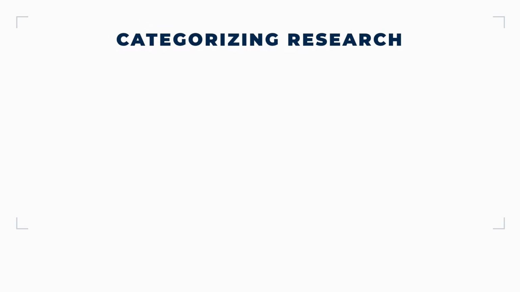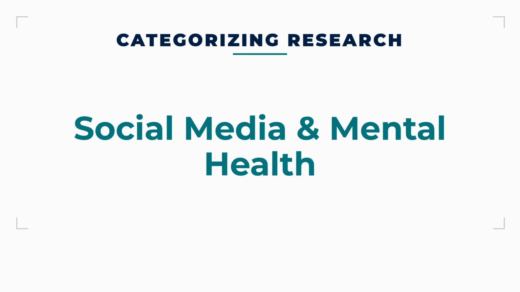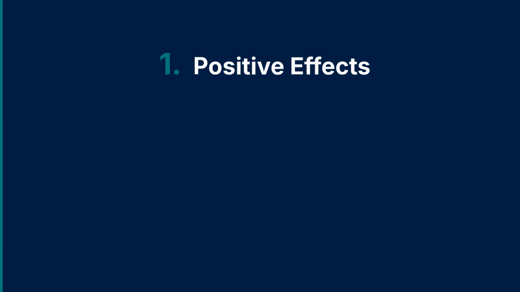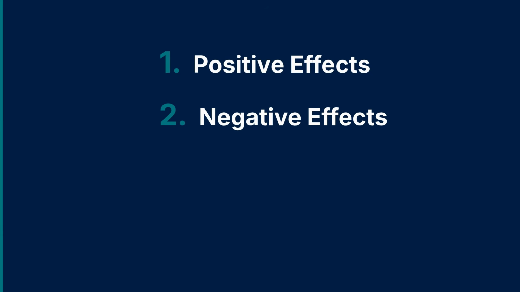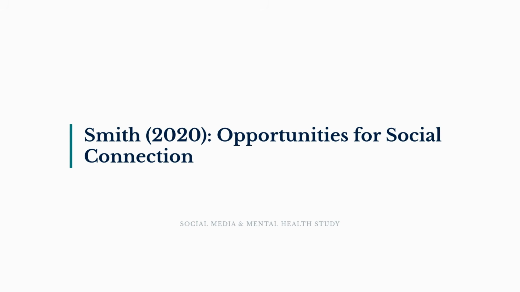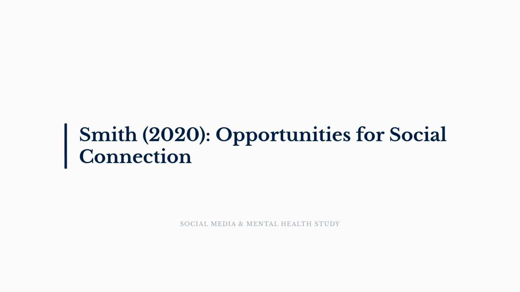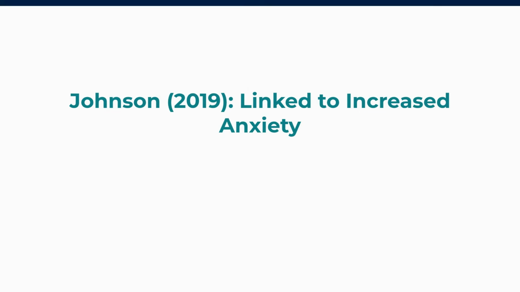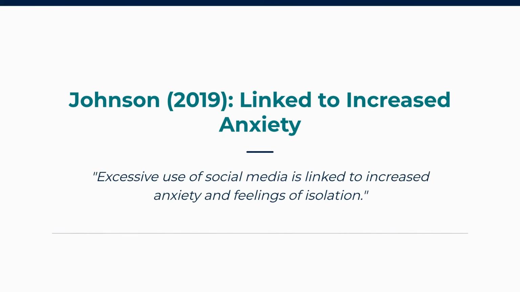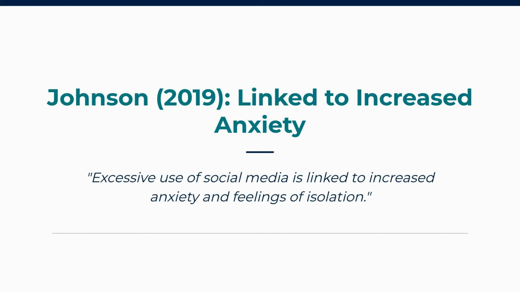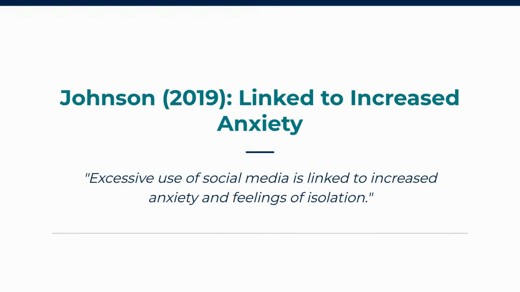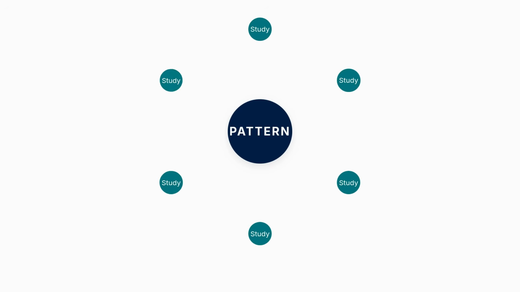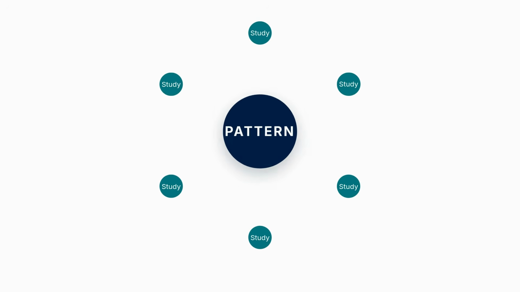For example, in the case of social media and mental health, you might create categories like positive effects of social media, negative effects of social media, and limitations in previous studies. You could write something like, Smith, 2020, found that social media can improve self-esteem by providing opportunities for social connection, while Johnson, 2019, showed that excessive use of social media is linked to increased anxiety and feelings of isolation. By grouping studies like this, you help readers see patterns and connections in the research.